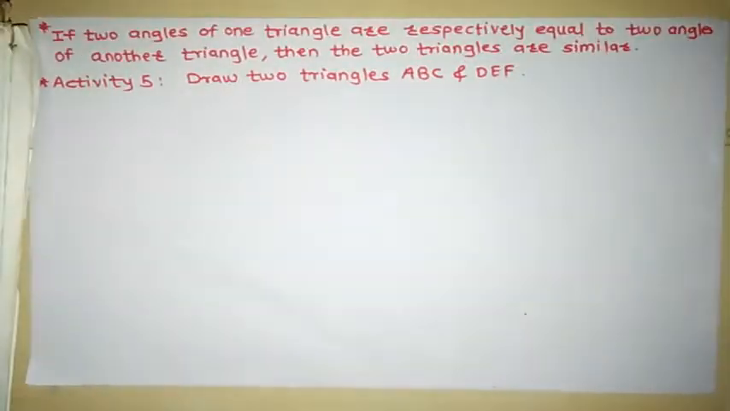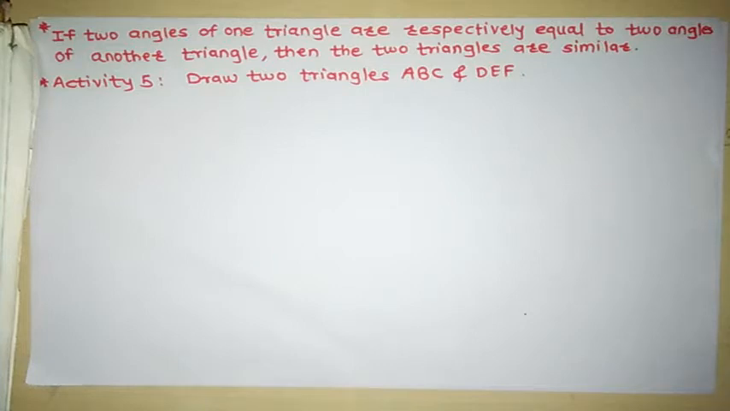Hi students, in yesterday's class we learned the triple A similarity criterion of triangles. In that criterion, if two angles of a triangle are respectively equal to two angles of another triangle, then by the angle sum property of a triangle, their third angle is also equal.